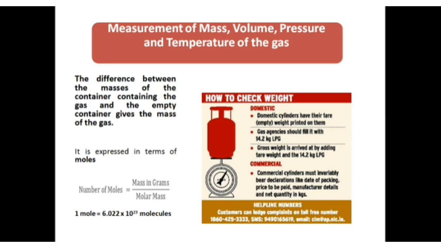The difference between the two masses gives the mass of the gas, and the amount of the gas is usually expressed in terms of number of moles, which can be obtained by dividing the mass of the gas by its molar mass. So this is the equation, and the mole can be converted into the number of molecules by using the relationship: 1 mole is equal to 6.022 × 10^23 molecules.